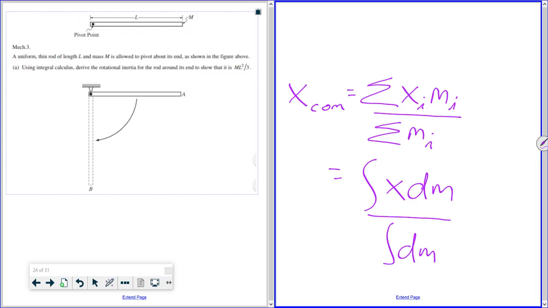So do you guys remember the weirdness that occurred here? You can't integrate x with respect to mass. That doesn't sort of make sense, right? So do you guys remember what the trick was that we had to use? Sure, pick up Patrick.